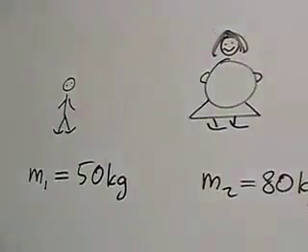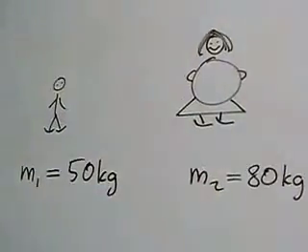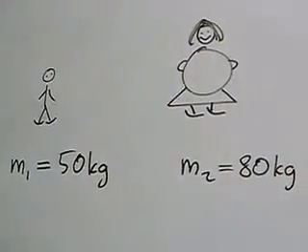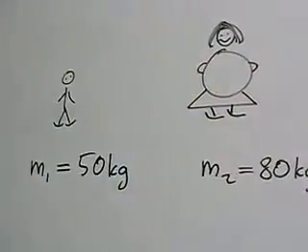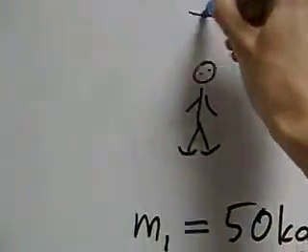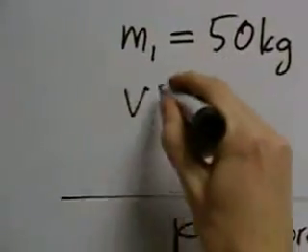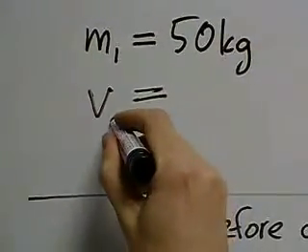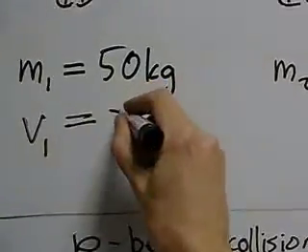We'll consider two different cases. One case is when one of them is stationary before the collision happens, and the other case is when they are both moving before the collision happens. So in the first case, let's say that the boy is moving toward the grandma, and his initial velocity is going to be 3 meters per second.